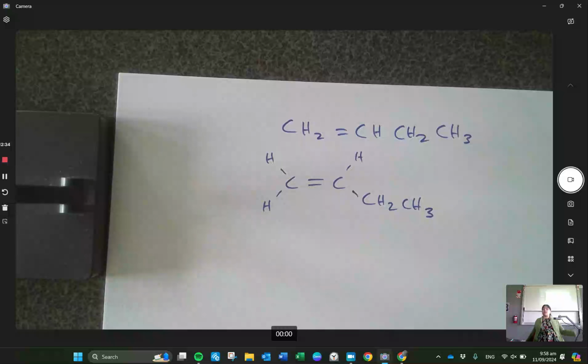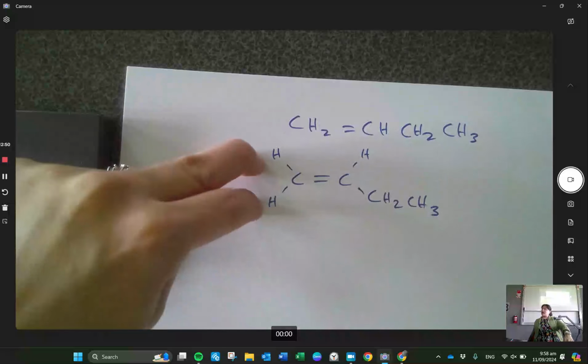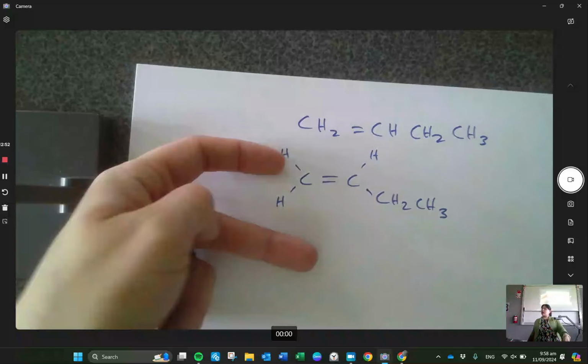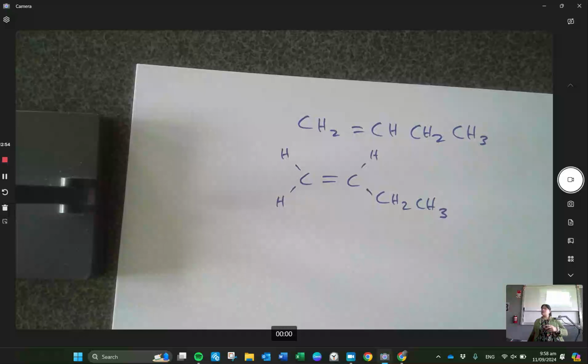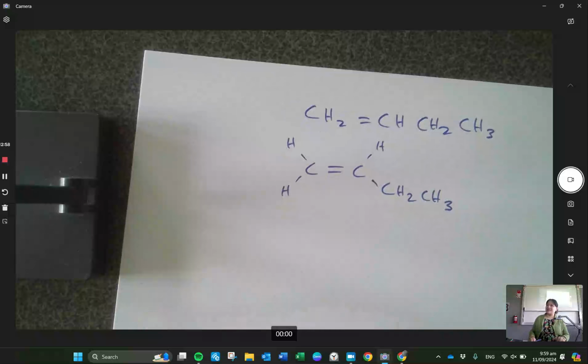Does this one form geometric isomers? Yay or nay? Thumbs up or thumbs down? Yes, it does form geometric isomers. Thumbs down, no, it doesn't. It does not form geometric isomers, guys. You see how there's two hydrogens here? If I swap the two hydrogens around, will it change the molecule? No, not a geometric isomer. Okay? That's why I refreshed you.